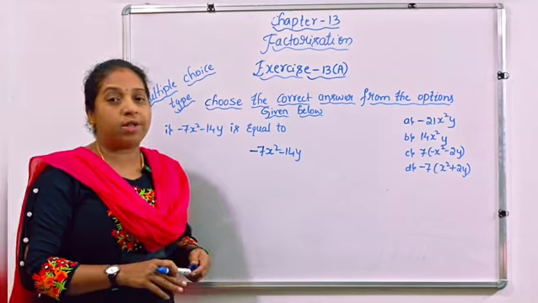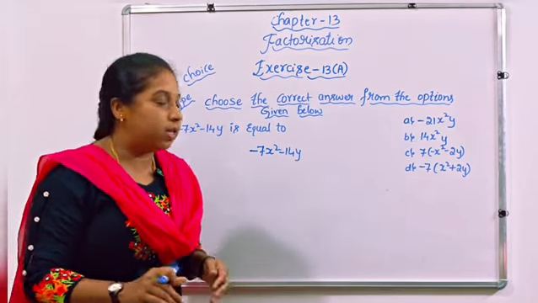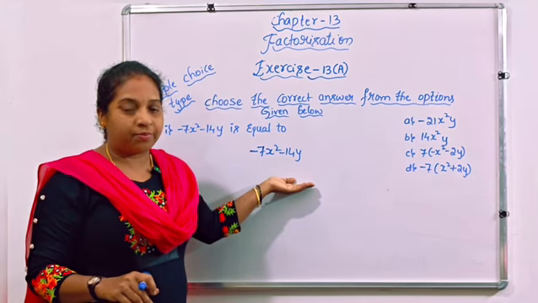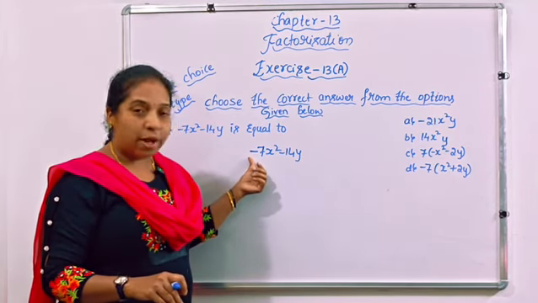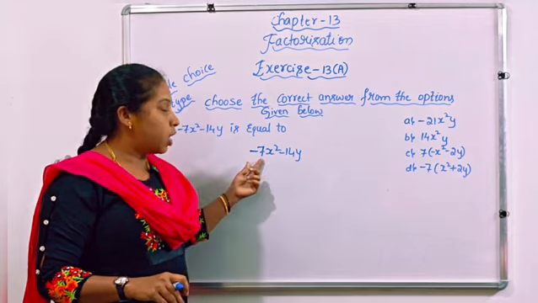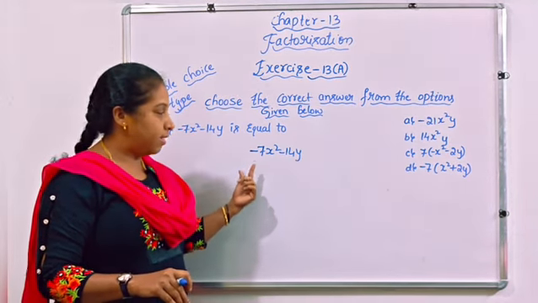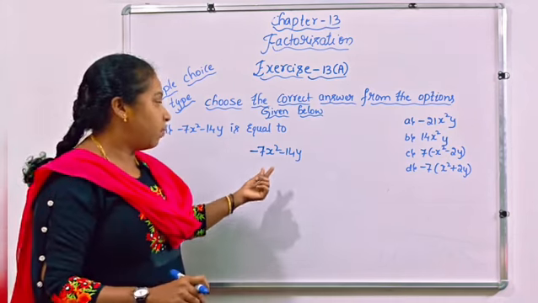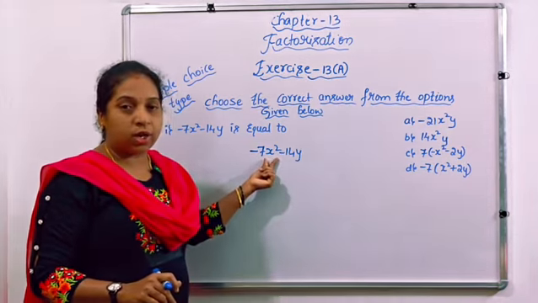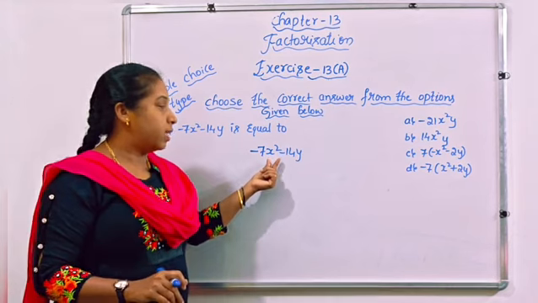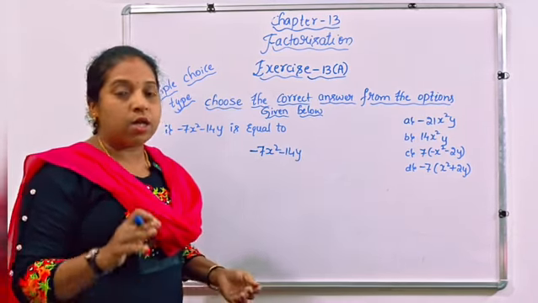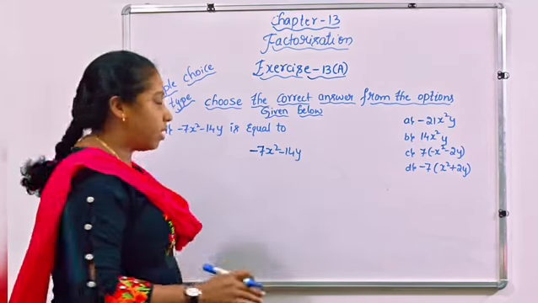We know how to take a common factor, right? In this, which is a common factor? Here minus is there anyhow. Shall we take 7 as common? Yes, 14 comes in the 7 table. Shall we take x square? No, we cannot take x square, and y also we cannot take. So now we have to take minus 7.